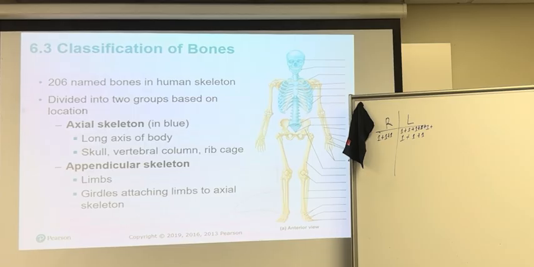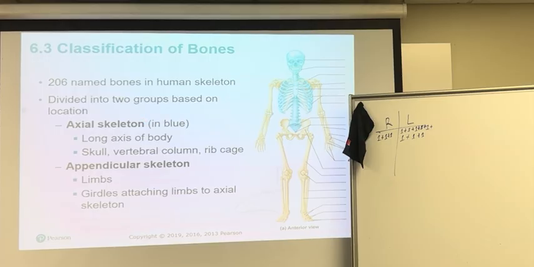So now let's talk about all of these 206 bones. They can be divided into two groups. Number one is the axial skeleton, in blue. Your skull, your ribs, rib cage, sternum, vertebral column. These are all part of your axial skeleton. Your shoulder bone and your hip bone look like they are part of the axial skeleton, but they are not.